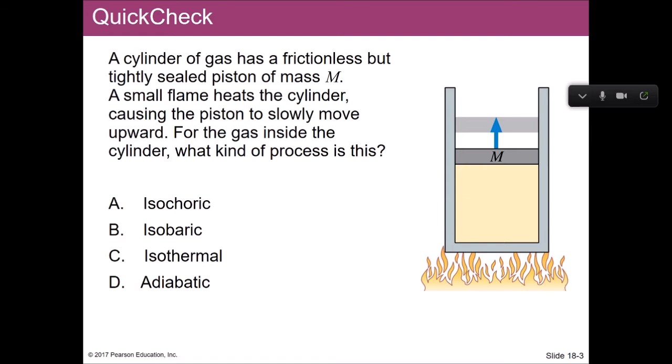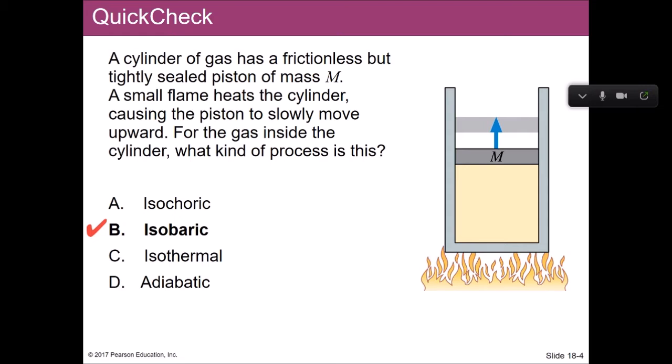All right, so we want to try to identify what process is going on here. A cylinder of gas has a frictionless but tightly sealed piston of mass M. A small flame heats the cylinder, causing the piston to slowly move upward. What kind of process is this? So think about this for a minute. The answer is isobaric.